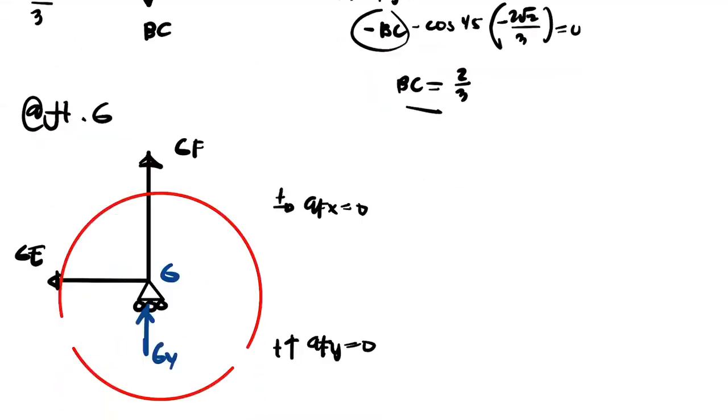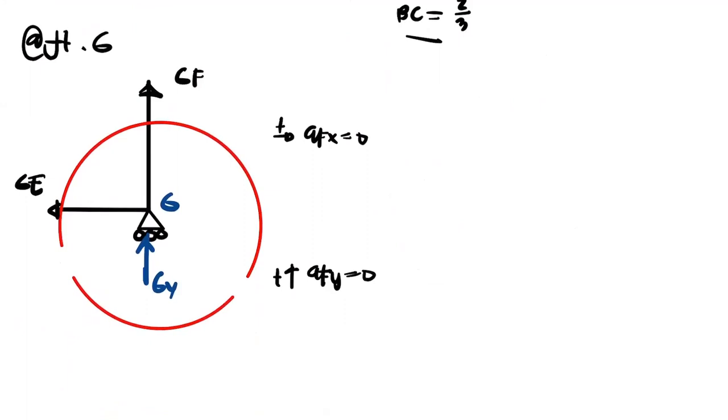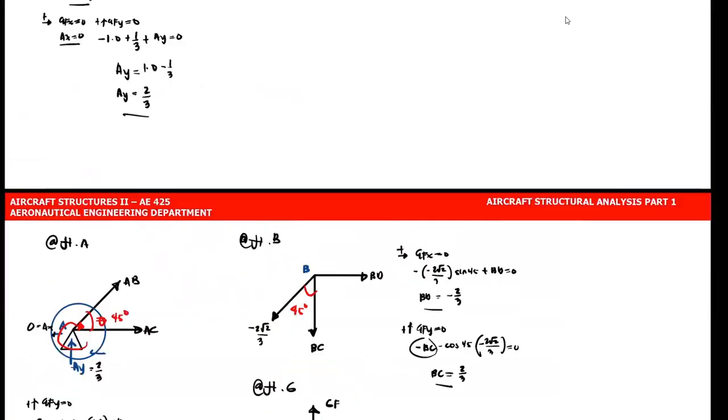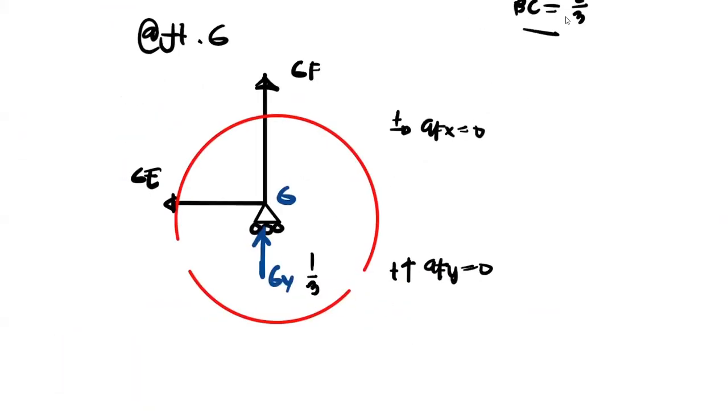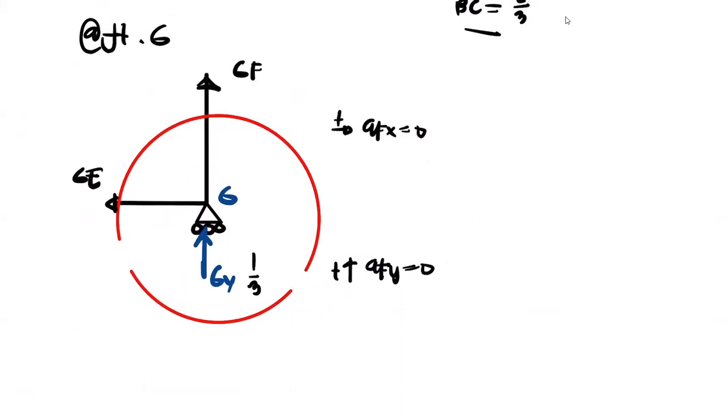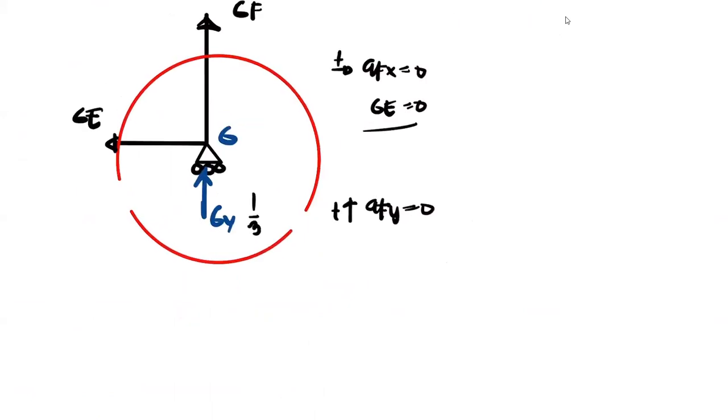Next is ating GF naman. No? Same points or same joints yung pagkakasunod-sunod ng ginagawa ko. Okay? Next naman is GY. So, mayroon tayong value ng GY which is 1/3. Okay? So, by summation forces X, GE is equal to 0 pa rin. And GY, 1/3 positive up plus GF is equal to 0 and GF is equal to negative 1/3.